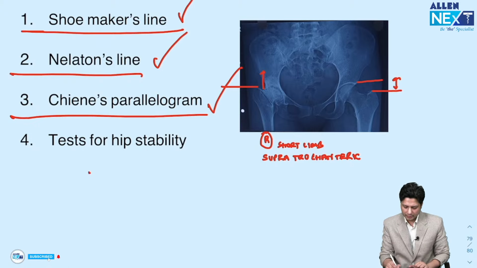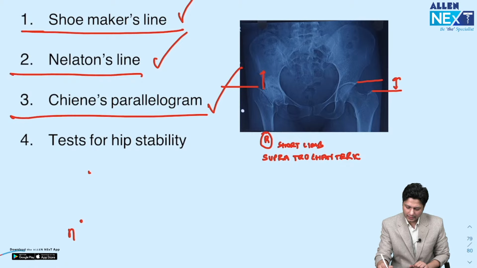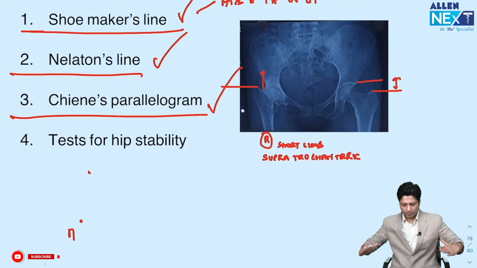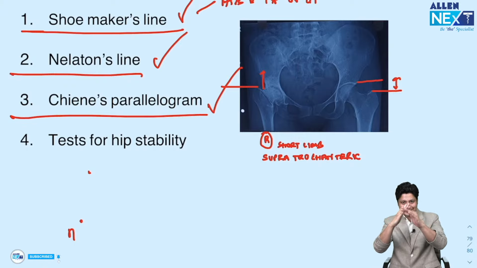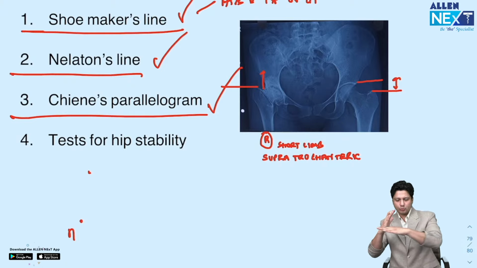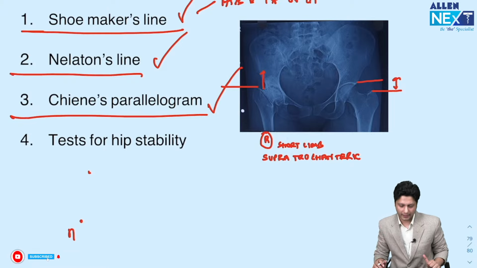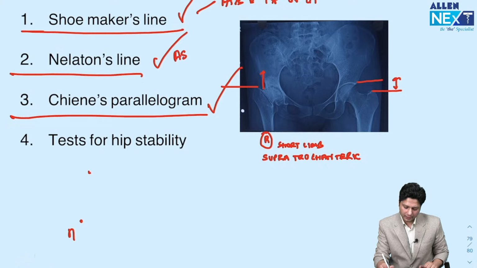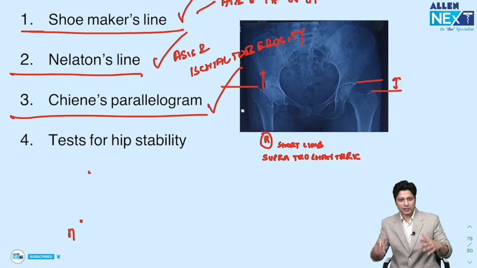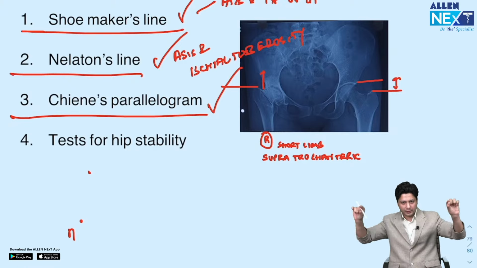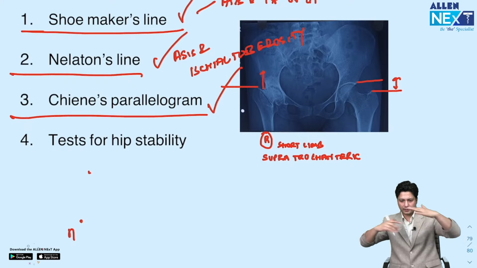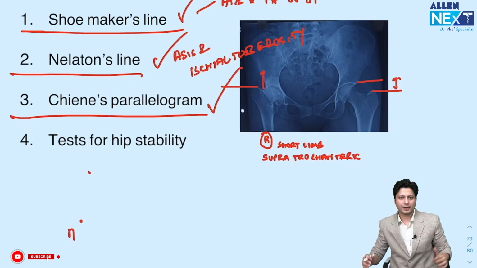How? In Shoemaker's line, you join a line between the ASIS and the tip of the greater trochanter, and you project it onto the abdomen. If these two lines intersect exactly in the center, there is no problem. But if the lines intersect on the other half of the abdomen, below the level of the umbilicus, it means there is shortening on the affected side. Nelaton's line is a line joining the ASIS and the ischial tuberosity. Sheen's parallelogram: two lines are drawn, one between the two ASIS and the other between the two greater trochanters. If the two lines are parallel to each other, it is normal.